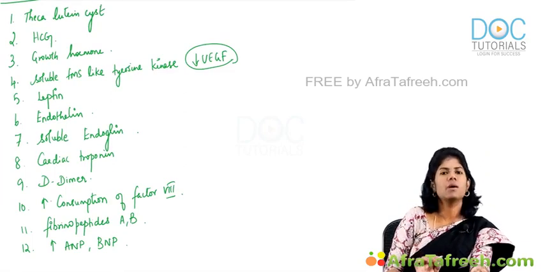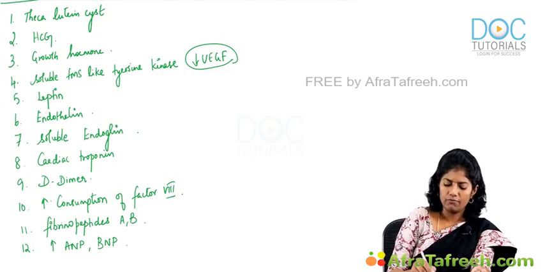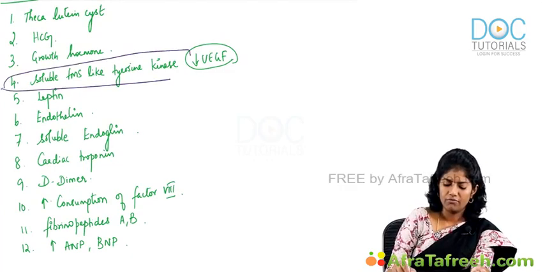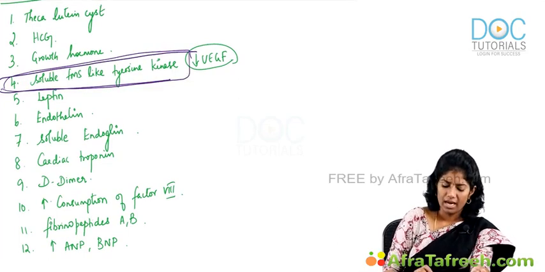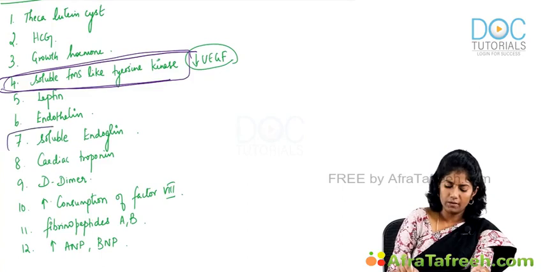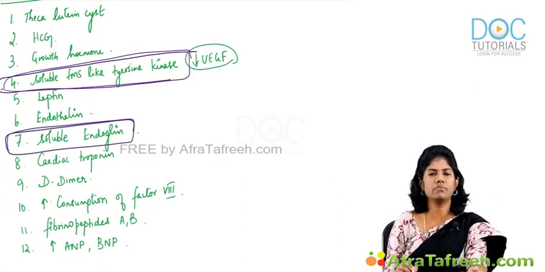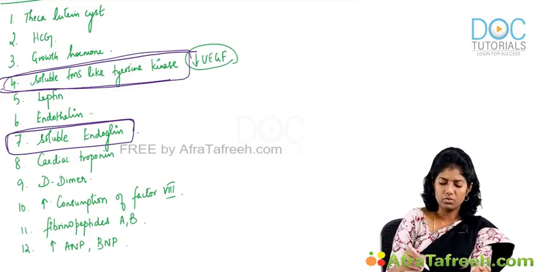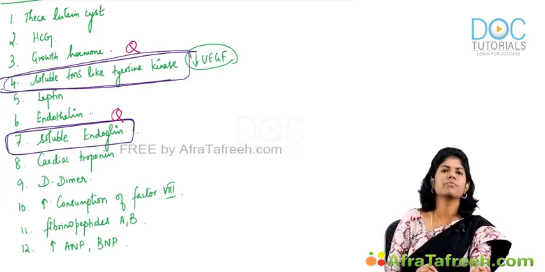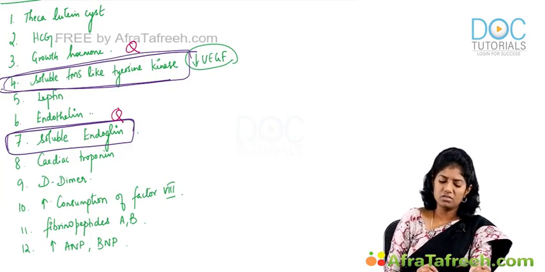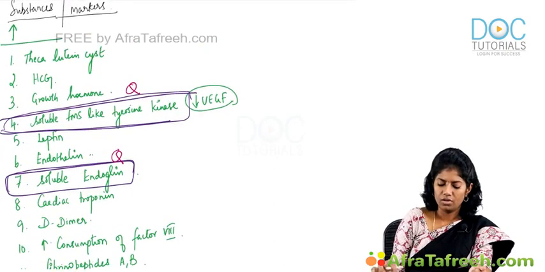Those which are likely to come in the MCQ are very important. Soluble FMS like tyrosine kinase. Very important. And then soluble endoglin. Two important things. Endothelin also possibly you can remember, but these two you have to definitely remember: soluble FMS like tyrosine kinase and soluble endoglin. These are substances which increase with preeclampsia.